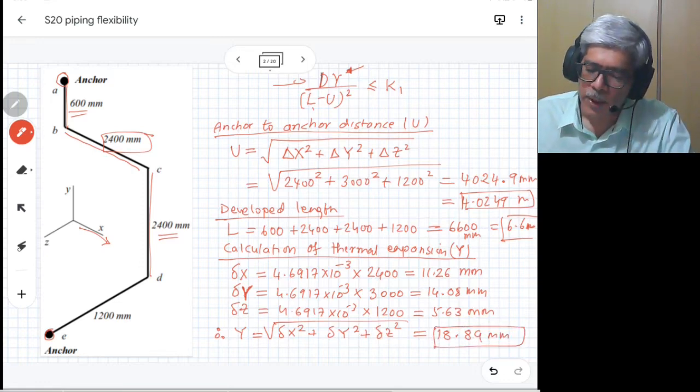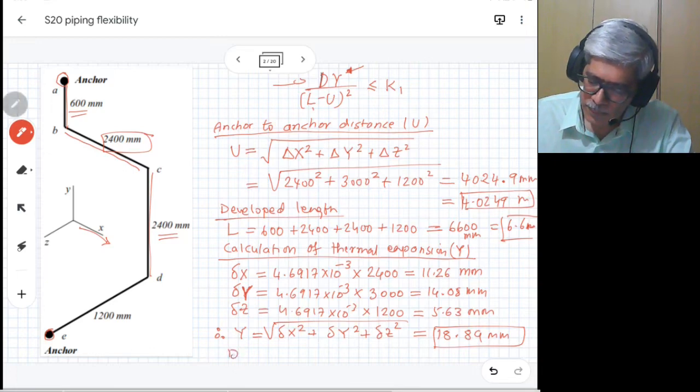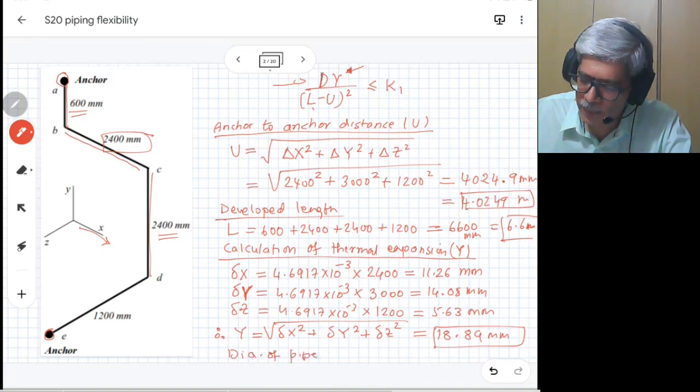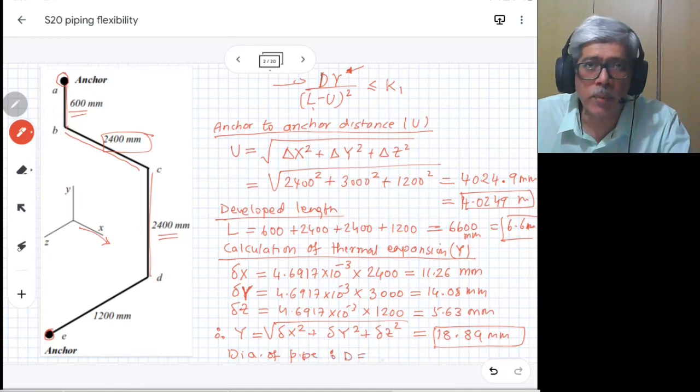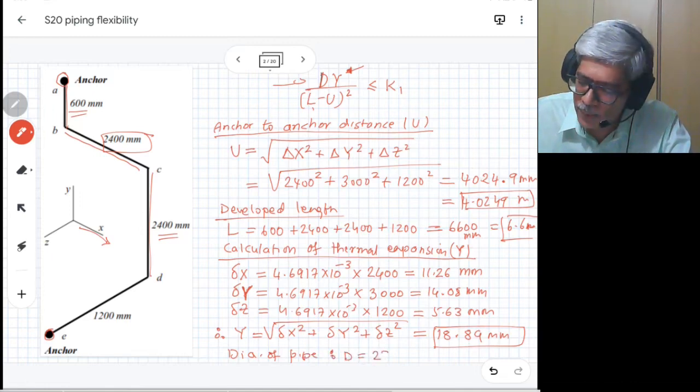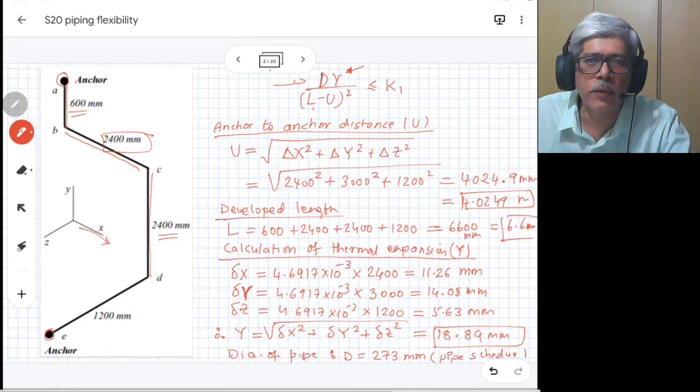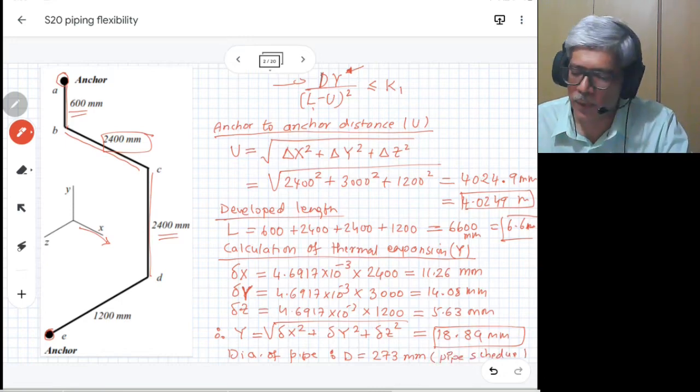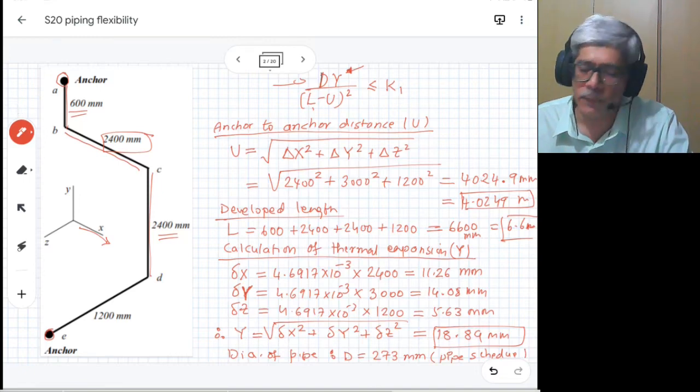And the diameter of pipe, the d value, we can find out from the pipe schedule. So the diameter of pipe, we have been given 250 NB pipe, so d for 250 NB pipe is 273 millimeters. So that is from the pipe schedule. The table will be made available to you during the exam. So we are now able to calculate the left hand side of this equation.